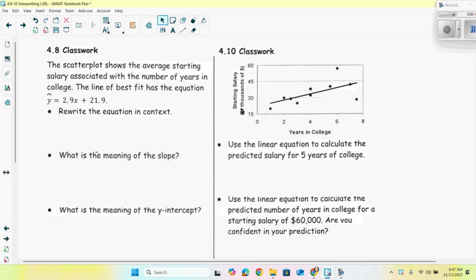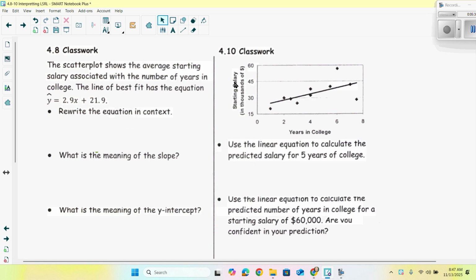So I'm going to do two problems. They're related, with 4.8 and 4.10. The scatter plot shows the average starting salary associated with the number of years in college. The line of best fit has the equation y hat equals 2.9x plus 21.9. We want to rewrite the equation in context.